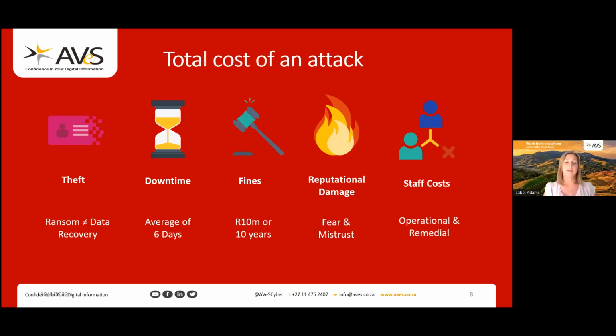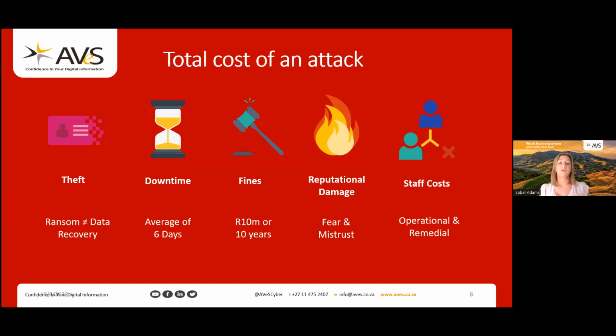Plus then, because of the POPI Act, the POPI Act indicates that if an organization has been found to not take all reasonable measures to protect the data that they hold of their clients and of their employees, they could actually be fined up to 10 million rand or 10 years in prison. But then you go into the reputational damage. So you think to yourself, you know, you're dealing with an Absa or a Standard Bank or any other financial institution where your information has been lost because of them not securing the information that they have of you, that may instill some kind of fear or mistrust. And you might not want to deal with an organization like that in the future. And then there is the staff cost. So when your staff are not operating, they're obviously costing you money while being unable to work because they can't access their computers.